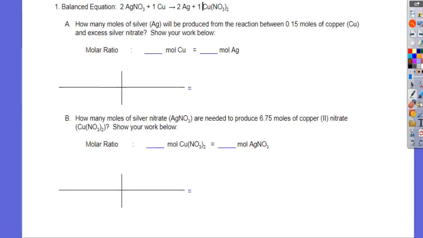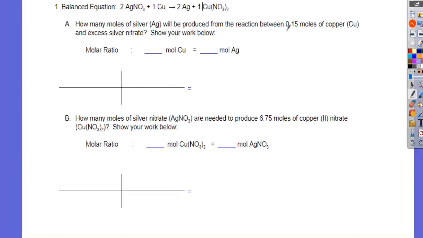Next, I'd like to go over a few of the questions from your Gizmo Stoichiometry Part 2 homework. I took out that standard yellow show your work and answer box, and I replaced it with a question asking you to give the equivalency statements. And then I entered in boxes for you to set up your grid, because I wanted this to look just like your checkpoint. So in 1A, we've been asked, how many moles of silver, Ag, will be produced from the reaction between 0.15 moles of copper and excess silver nitrate? Show your work below.